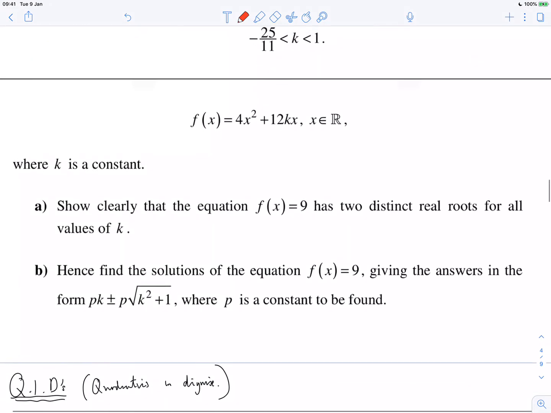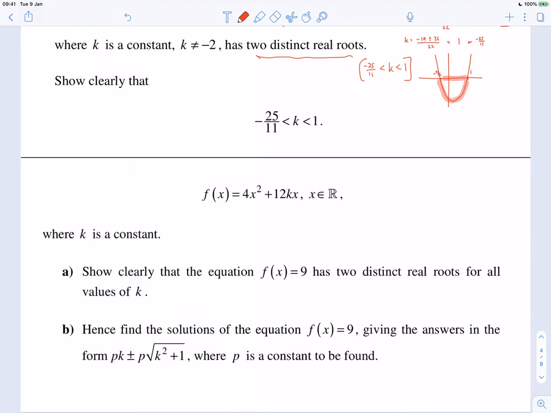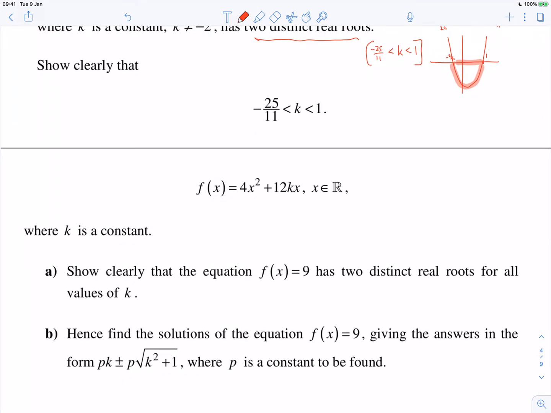Anyway, so last question. So if f of x is that thing, show clearly that the equation f of x equals 9 has 2 distinct real roots for all values of k. Okay, so if 4x squared plus 12kx equals 9, because all I'm doing is setting f of x equal to 9, then that means 4x squared plus 12kx minus 9 equals 0. So what is the discriminant here? The discriminant is b squared, where b is 12k, so that's 144k squared, because square the 12 and square the k, minus 4 lots of the a, which is 4, times c, which is minus 9.